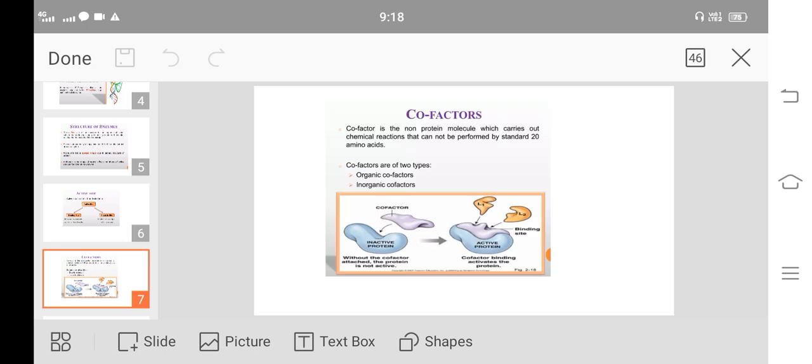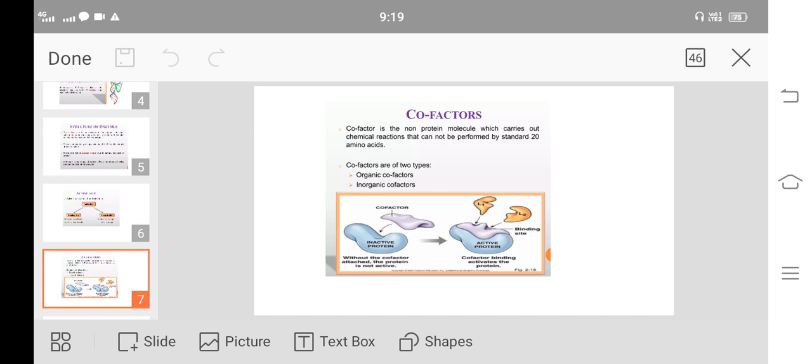Cofactors. A cofactor is a non-protein molecule which carries out chemical reactions that cannot be performed by the standard 20 amino acids. Cofactors are of two types: organic cofactors and inorganic cofactors. So what is the role of cofactors? It is the conversion of inactive protein to active protein.